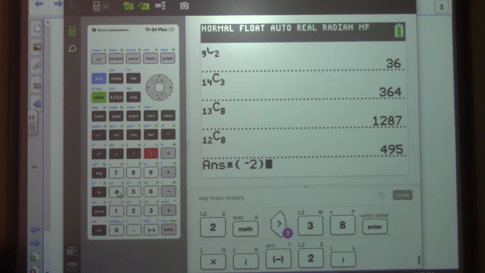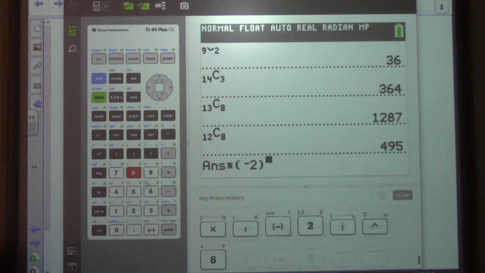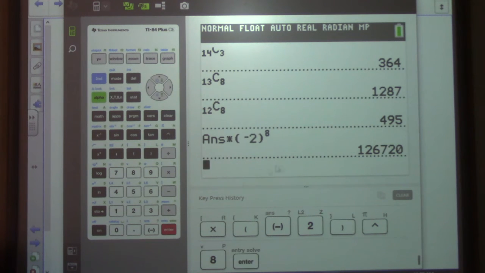Is it negative 2 to the 4th power? I thought that was negative 2 to the 8th power. Okay, negative 2 to the 8th power, thank you. So negative 2 to the 8th power, so we get this 126,720, right?